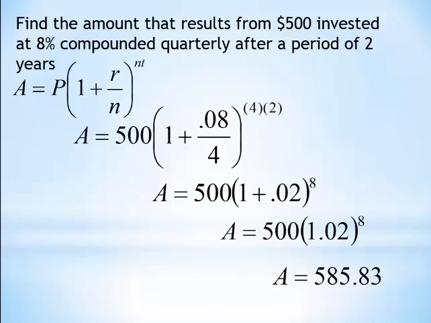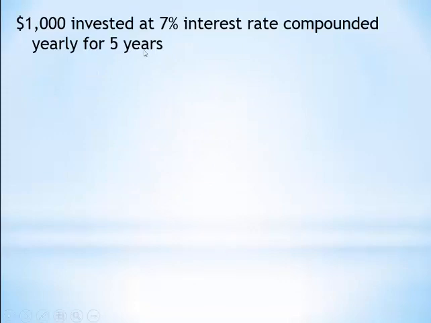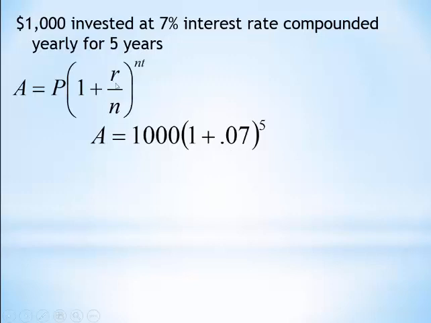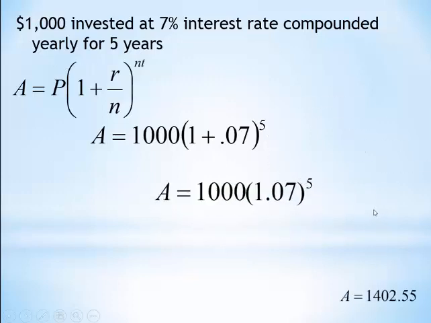Let's try another one. Now this one is going to be compounded yearly for 5 years. So it's a little bit of an easier formula because there is no N, because yearly is 1. Anything times 1 is itself, excuse me. So I've got 1,000 times 1 plus 0.07, because divided by 1 is just 1, and 5 times 1 is just 5. And so when you multiply that all out, you're going to get $1,402.55. So the longer I have my money in my account, the more money I'm going to get.